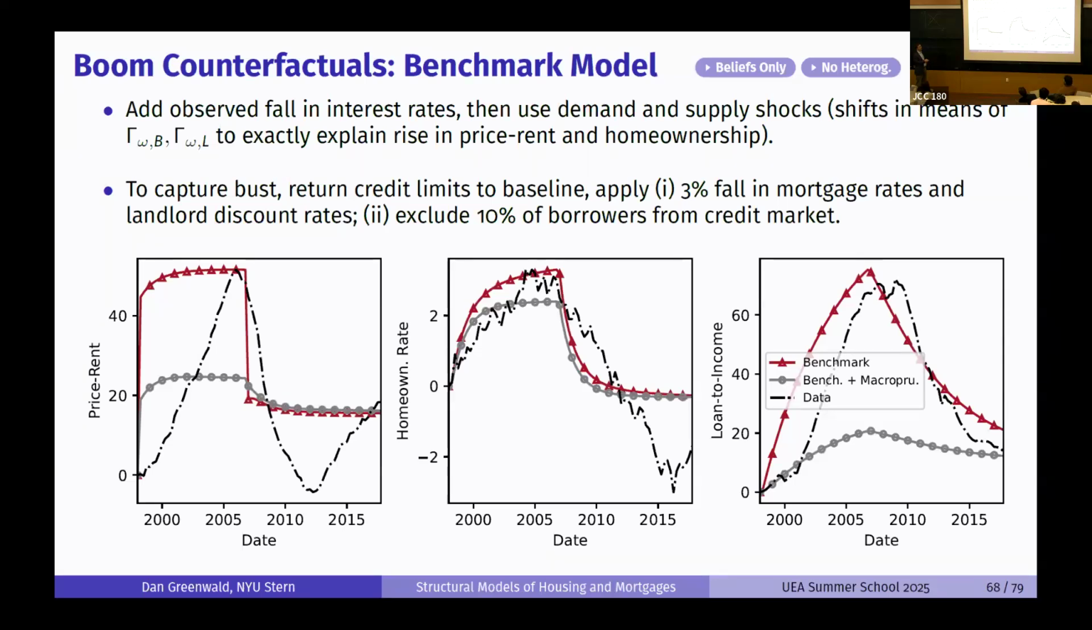Now the red line is the benchmark for the full boom bust experiment. We don't get this kind of deeper crash in the bust. That's because we don't have a financial crisis here. People actually come out of the bust with credit limits. Mortgage rates are pretty low and credit limits are still kind of loose. So it makes sense that they stabilize at a level above where they started.